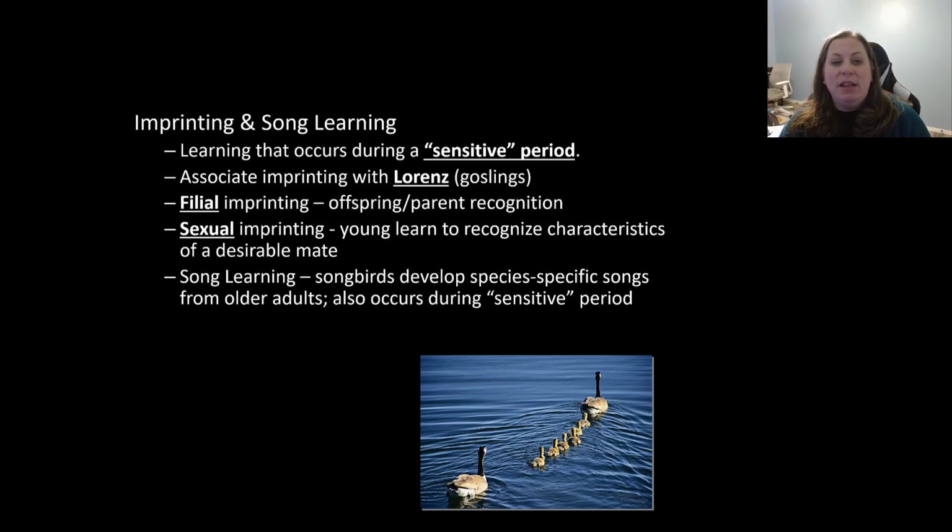Sexual imprinting is where the young learn to recognize characteristics of a desirable mate. They're taught what is good versus what is bad. We see that they also then may learn any mating rituals that the group may need to perform. This leads us also then to song learning. Songbirds develop a species-specific song from the older adults. They listen and they mimic what they hear. This also occurs during that sensitive period, and if they don't learn it in that period, they will not learn their song.